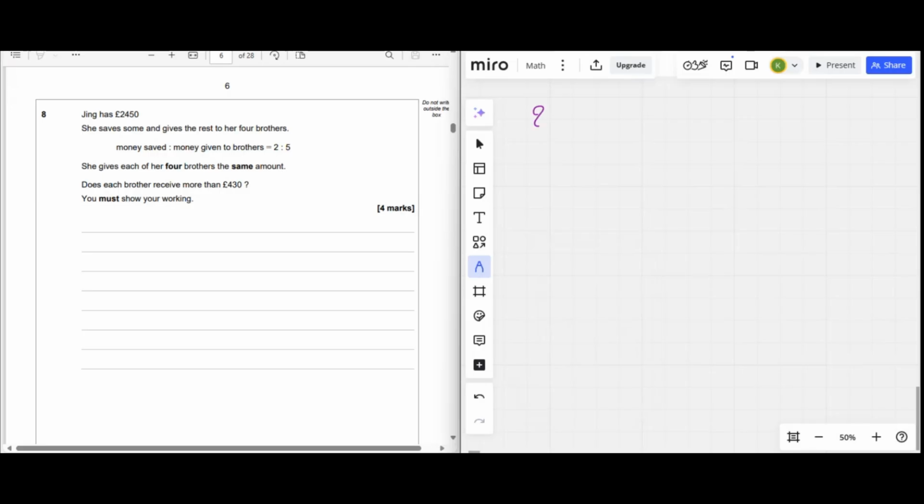Jing has 2,450 pounds. She saves some and gives the rest to her 4 brothers. And the ratio of money saved to given is 2 to 5. Okay, so we have 7 parts. She gives each of her 4 brothers the same amount. Does each brother receive more than 430? Show your work.